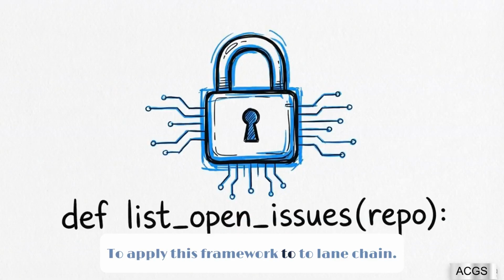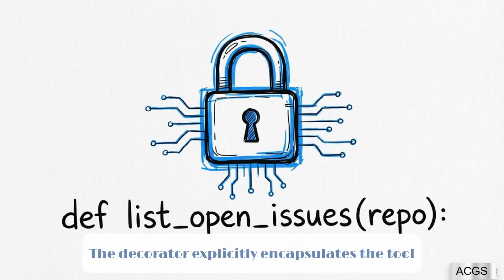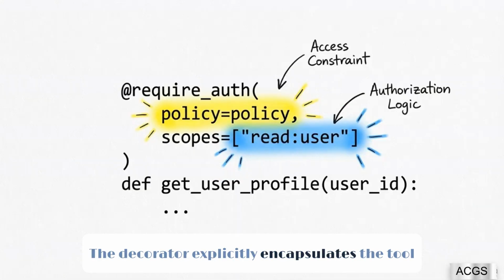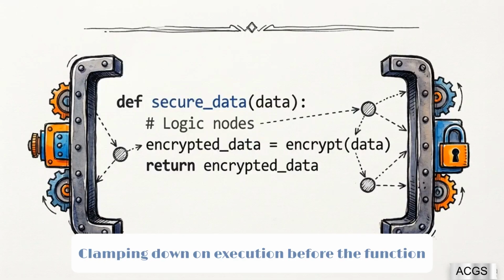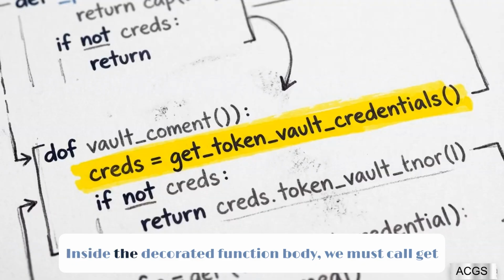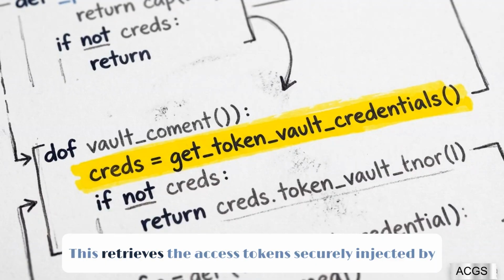To apply this framework directly to LangChain, we use the @with constitutional token vault wrapper to decorate our agent's tools. The decorator explicitly encapsulates the tool function. It references our policy and specifies scopes, clamping down on execution before the function logic can start. Inside the decorated function body, we must call getTokenVaultCredentials. This retrieves the access tokens securely injected by the vault.